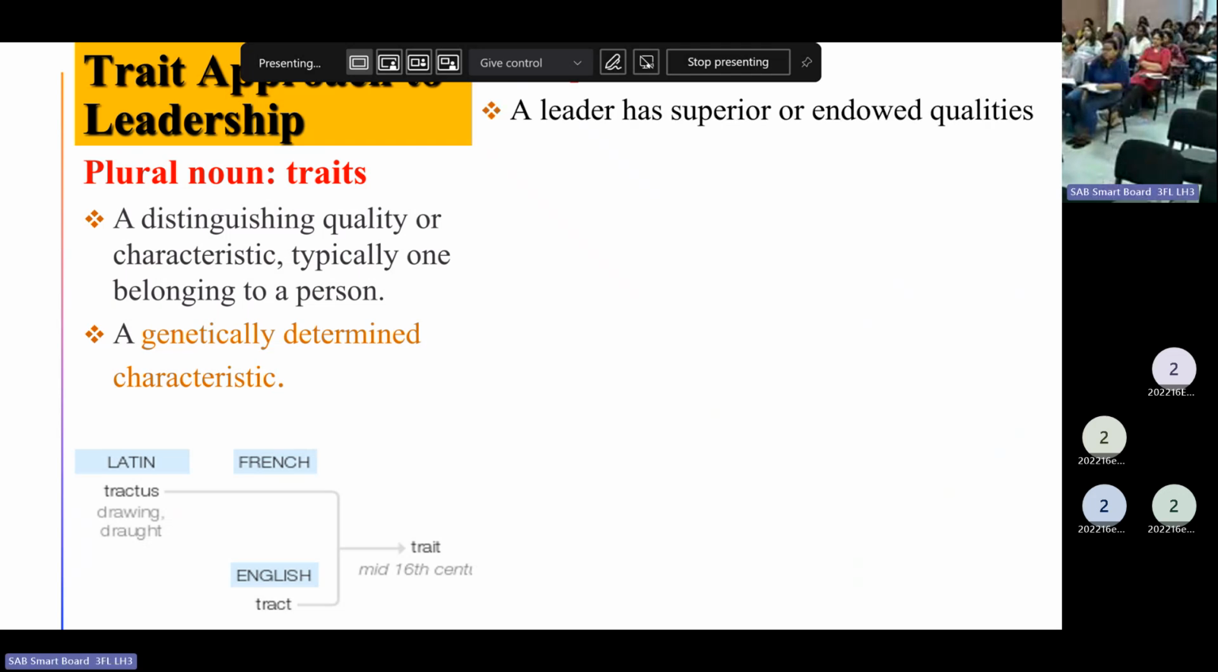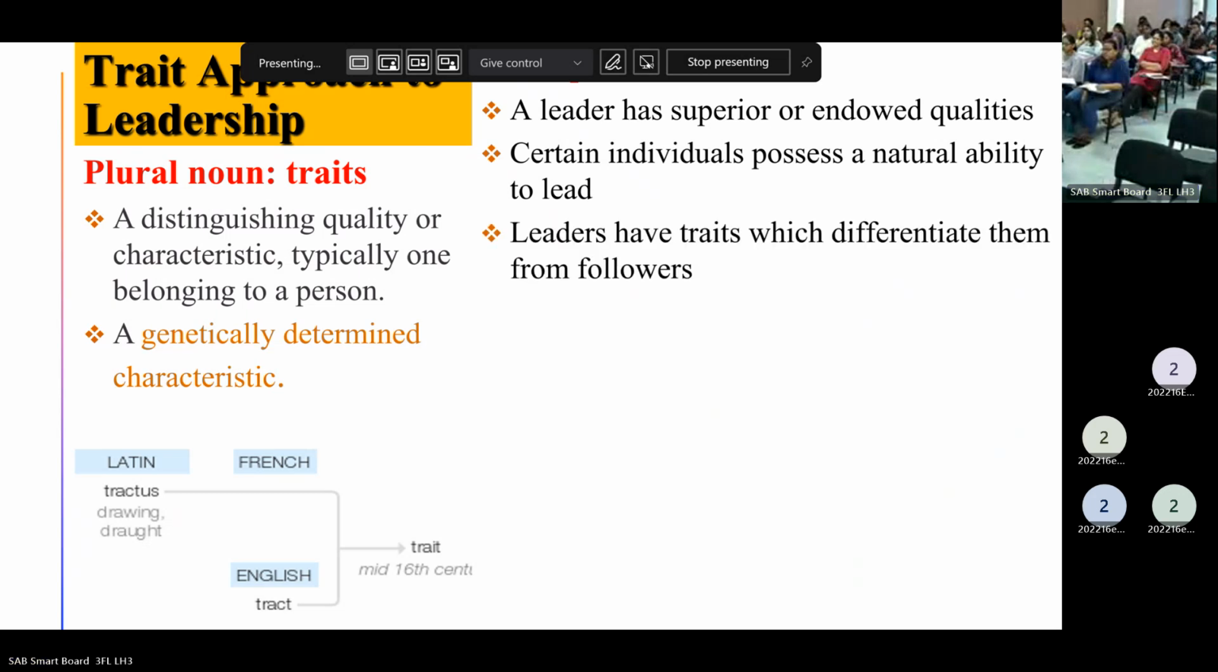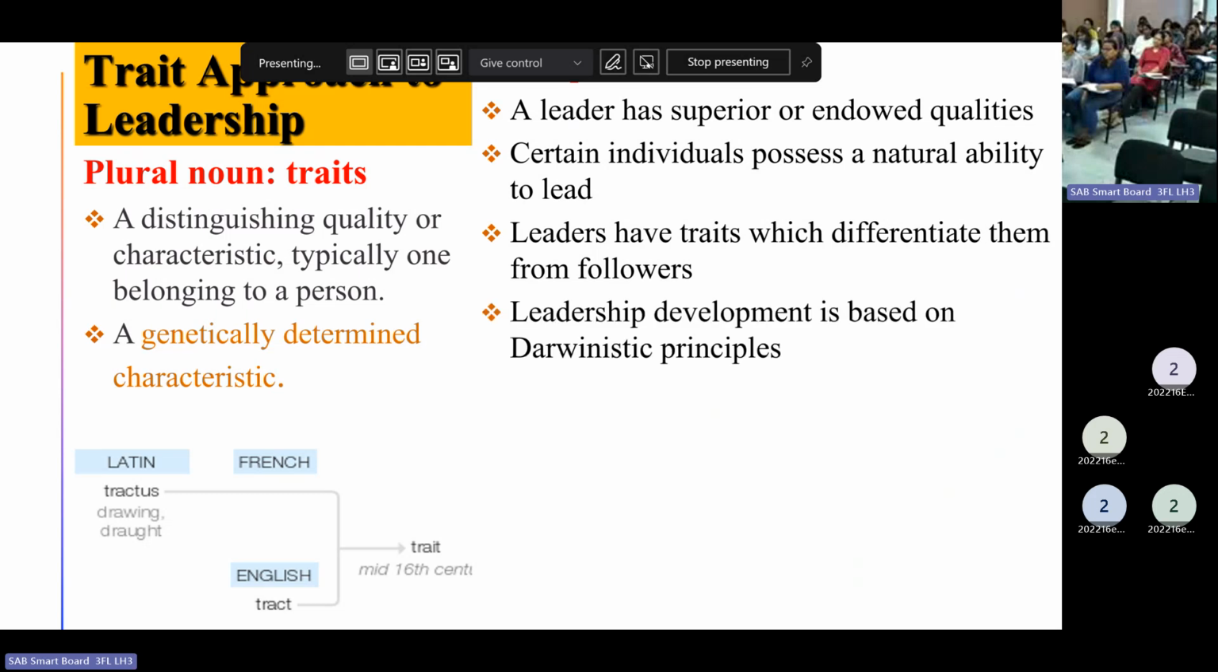Leaders have superior qualities. Certain individuals possess natural ability to lead. Leaders have traits which differentiate them from followers. Someone is listening to them because they know enough, they have knowledge. So the leaders have a trait which differentiates them from the followers, and that made them a leader. You have enough knowledge, somebody listens to you, picks up, and they start following.